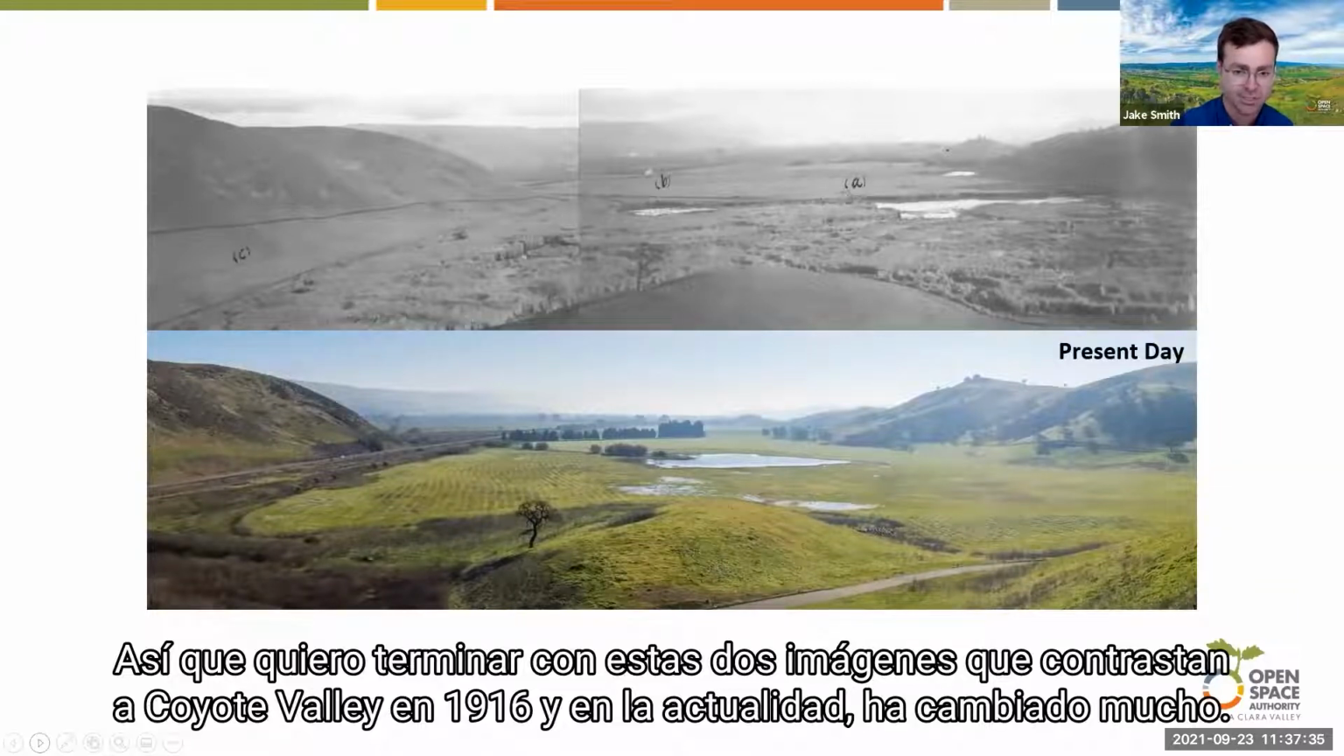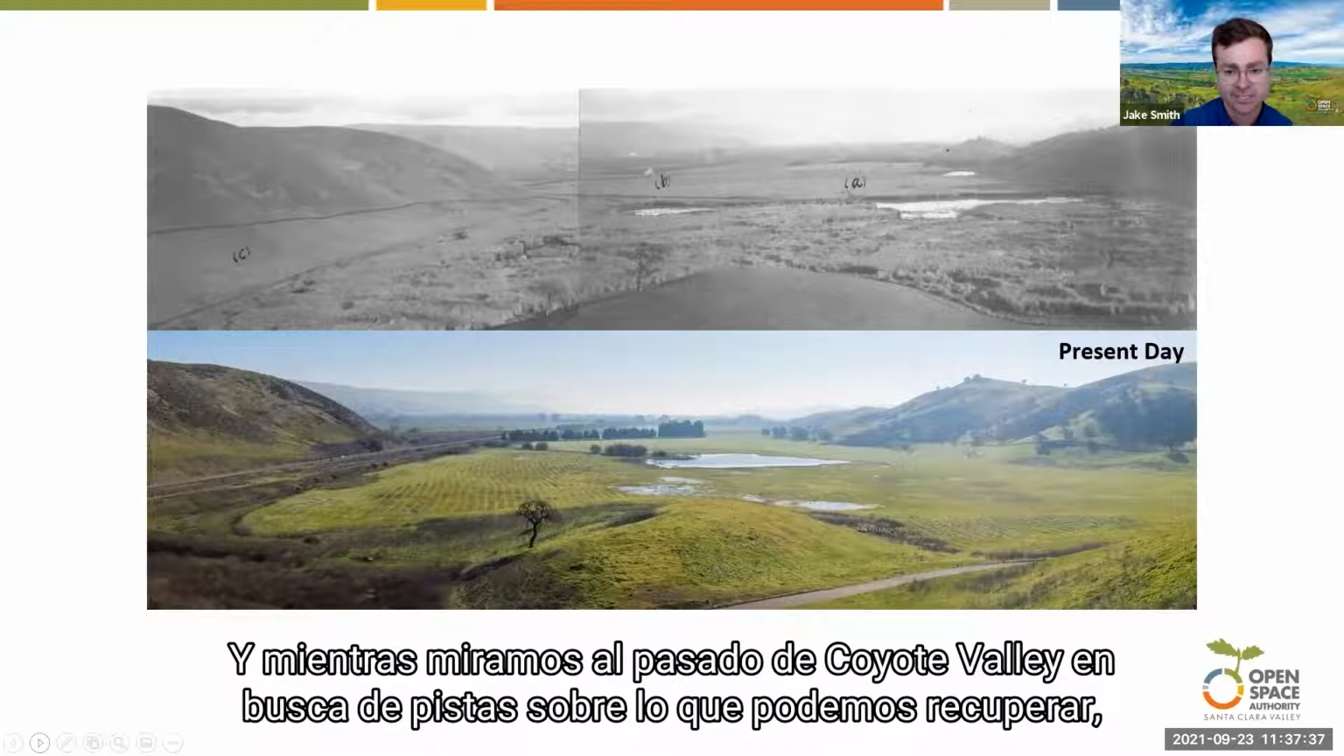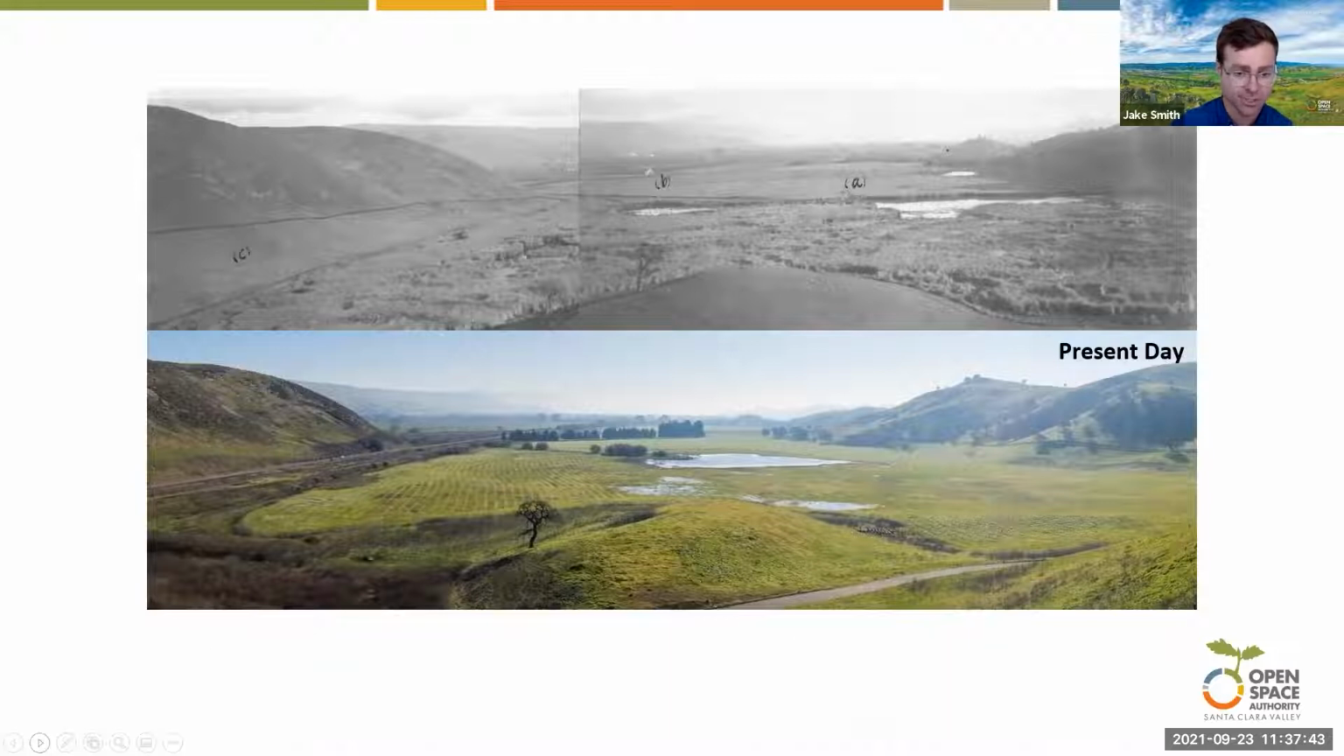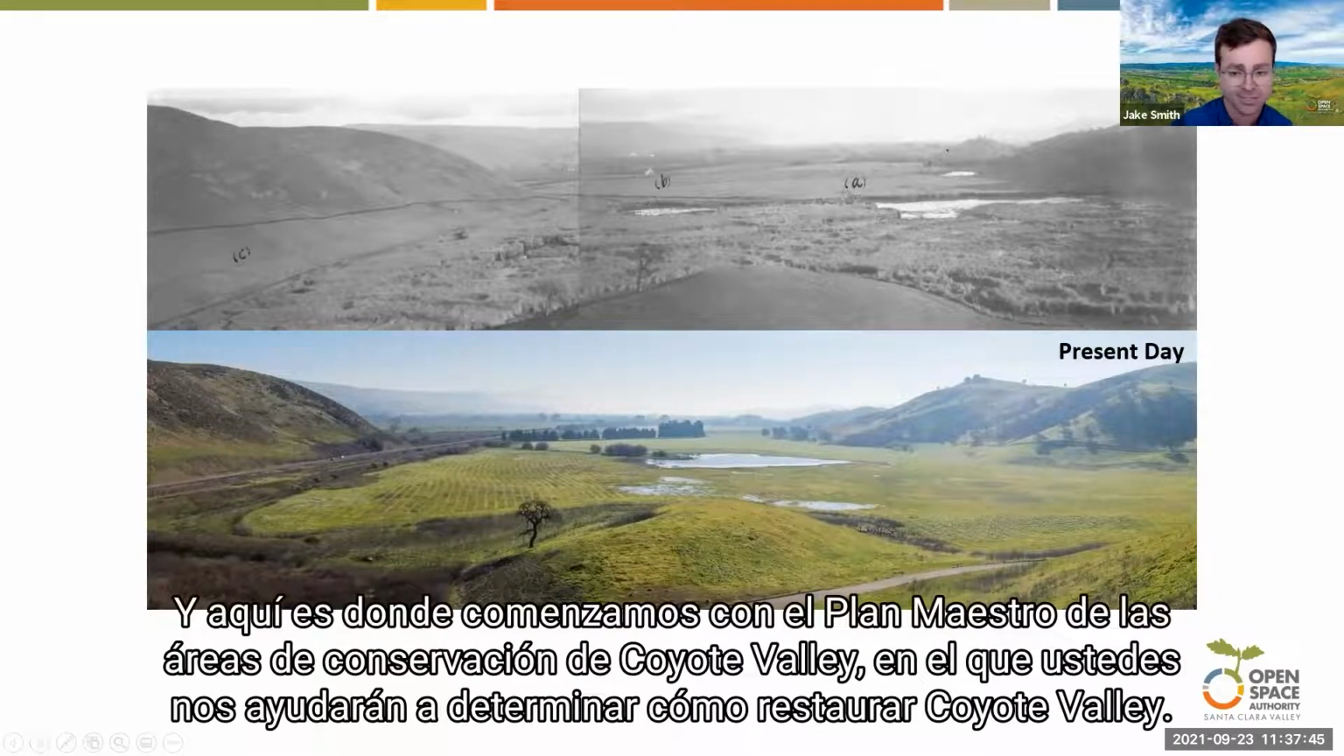So I want to close with these two pictures, contrasting Coyote Valley in 1916 and today, where so much has changed. And while we look to Coyote's past for clues on what we can bring back, we also need to think about what we need to do to prepare it for our new climate future. And this is where we're starting from with the Coyote Valley Conservation Areas Master Plan, where you get to help us figure out how we should restore Coyote Valley.